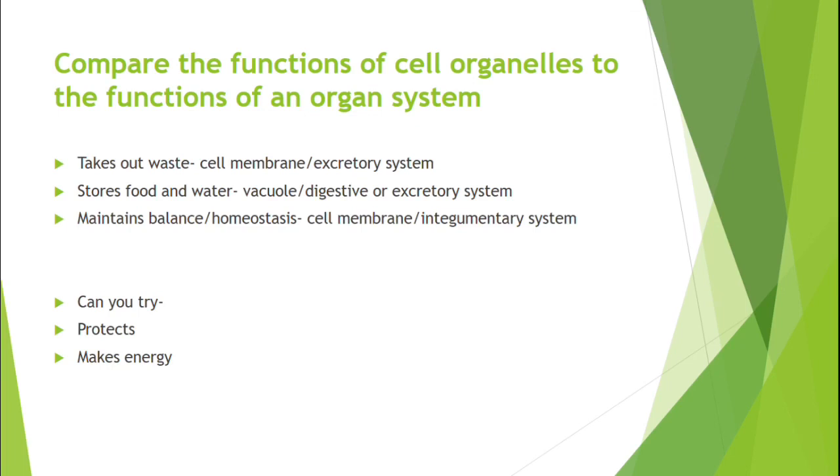My example for protection for the cell organelle, it can be the cell wall. My organ system that helps in protection can be the skeletal system or the bones, because it protects my internal organs. What about makes energy? If you remember, the cell organelle that makes energy is mitochondria. Now, can you think of an organ system that makes energy for your body? One example would be digestive system, because that's what you're eating and that makes energy for your body.